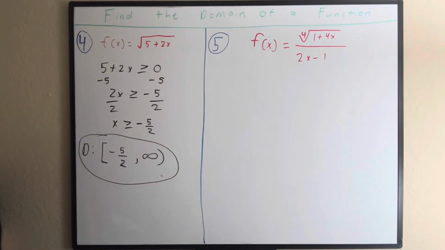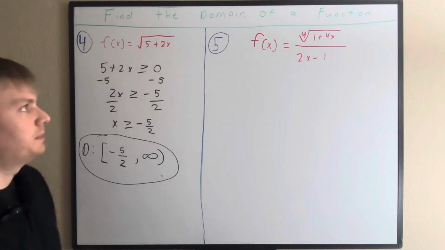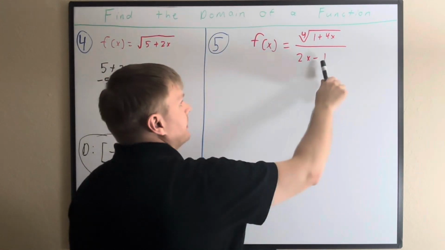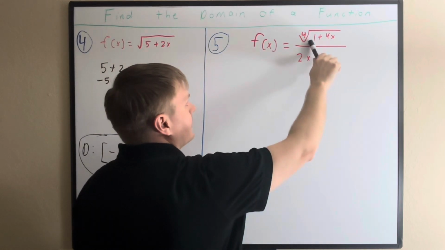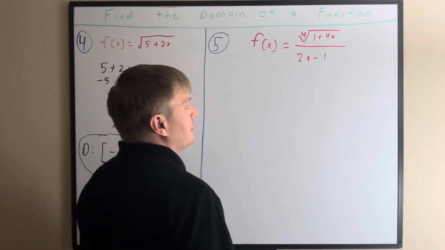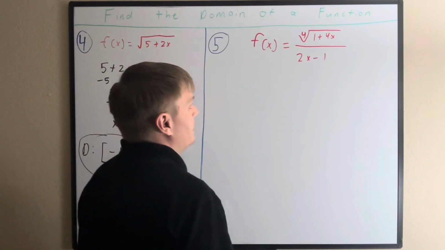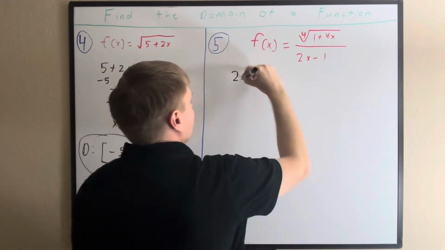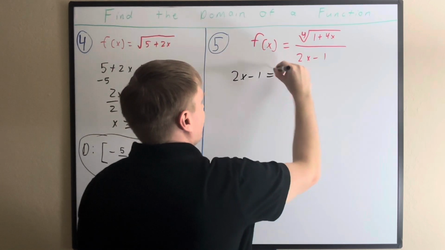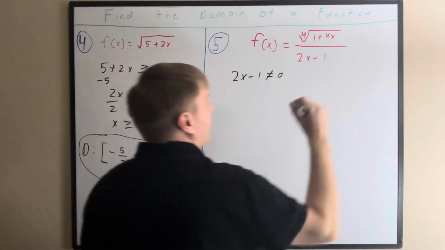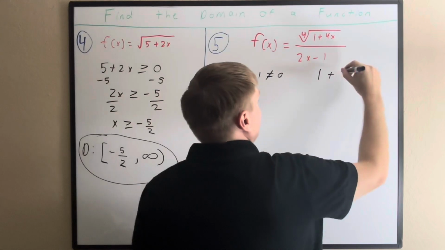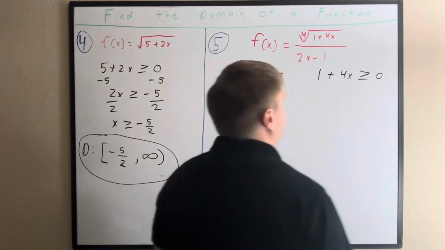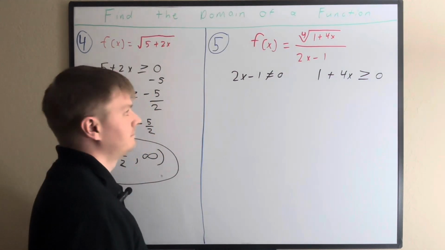All right. Now, number 5, save the best for last, right? Oh, well, look what we got. We got a denominator with a variable, and we got an even root with a variable under it. So we need to do both in this case. 2x minus 1 cannot be 0. And that radicand, 1 plus 4x, must be greater than or equal to 0. Or we're going to have problems.